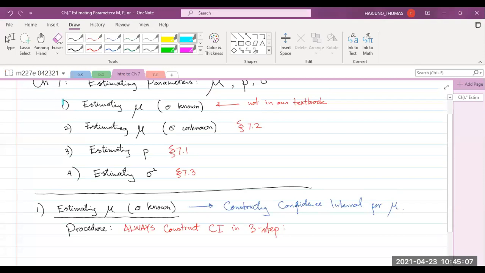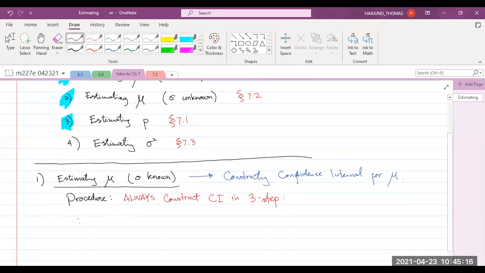At least for the first 3 cases here, you will have 3 steps, and the first 3 cases have very similar steps. The first step consists of 2 parts: the best point estimate, and the second part is the critical value. The best point estimate for mu, this is mu hat, the best point estimate for the population mean, is equal to the sample mean.